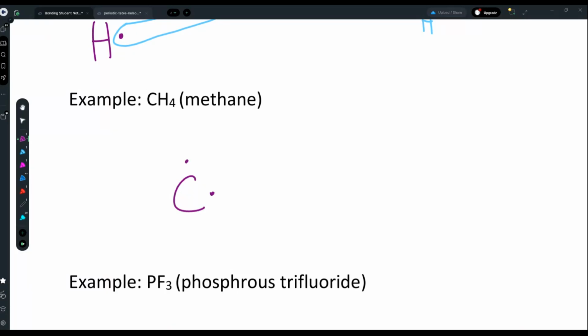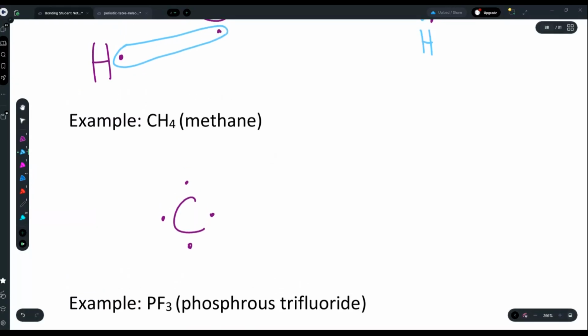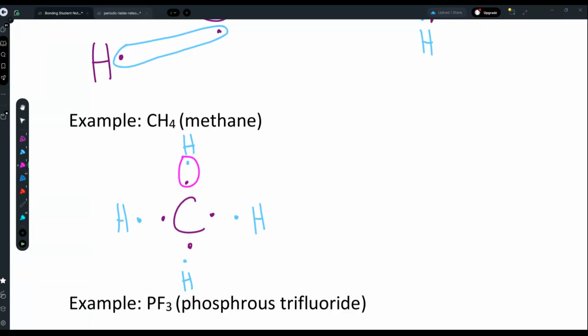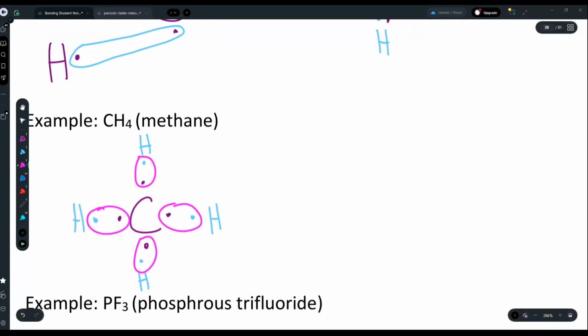Okay, so 1, 2, 3, 4. So carbon does have the most bonding electrons. That's why I'm putting it in the center. Now for the hydrogens, I'm going to place them a bit strategically. I'm just placing them around the carbon. Okay, so what you could do is you could draw circles around the electrons that are creating bonds, going clockwise or counterclockwise.